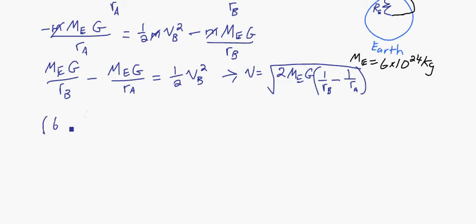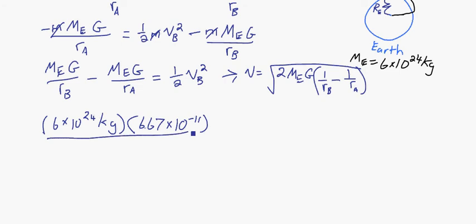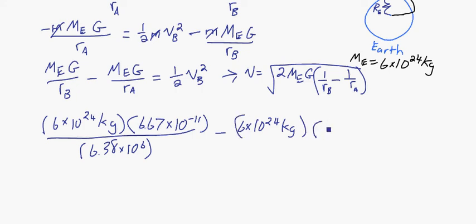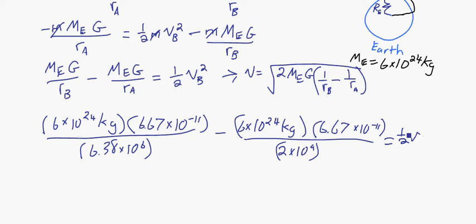It's just 6 times 10 to the 24th power. That's our mass of Earth. The constant, 6.67 times 10 to the negative 11th power, over RB, again our RB value. And you subtract that from 6 times 10 to the 24th kilograms, again the mass of Earth, times the gravitational constant, and this, again, is RA now. This is the initial value we were given. And that's equal to still 1/2 velocity squared. So again, just basic math at this point.